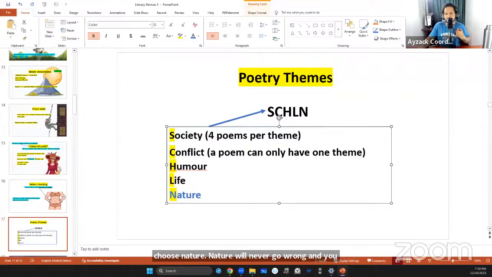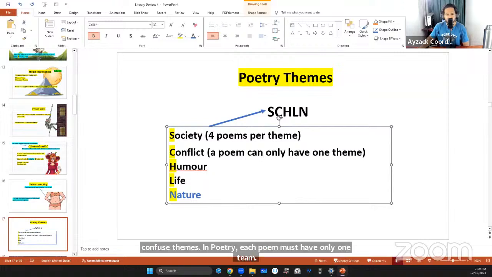Then professional life versus personal life is not a theme, Zahir. It is not a moral also. It is an idea you can get out of the clown's wife. It falls under the theme of life, okay? Do not confuse themes. In poetry, each poem must have only one theme. And let's move forward. He's like a pig, of course. That is a good example for a metaphor.